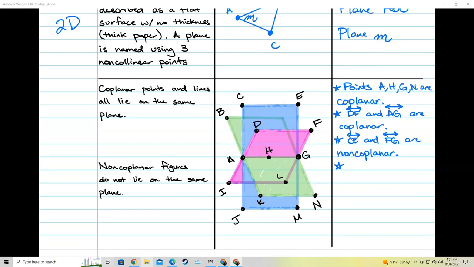We got 2 more, guys. We're going to go points FGCE. Let's see, if I start connecting F with G, and then I go to C, and then I go to E. Well, F and G are part of the pink plane, but I had to jump over, and now I'm on the blue plane. So these are not part of the same plane. They're jumping to different planes. Since they're not part of the same plane, I'm going to say these are non-coplanar.